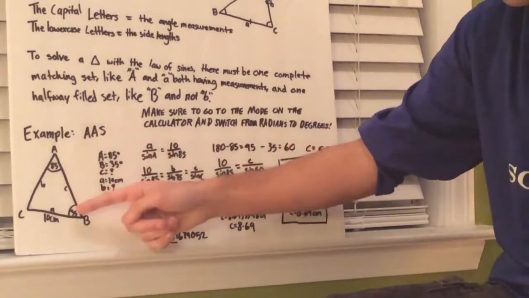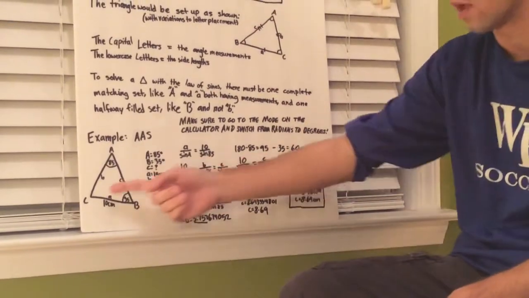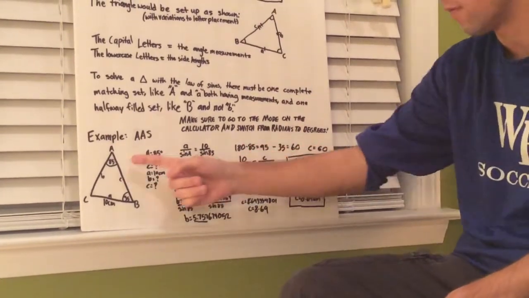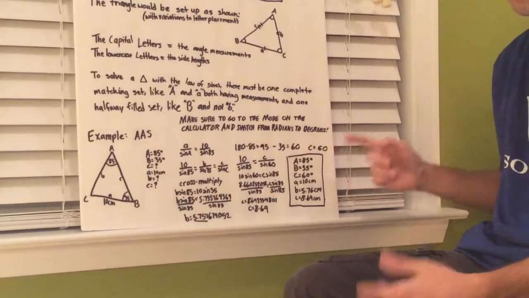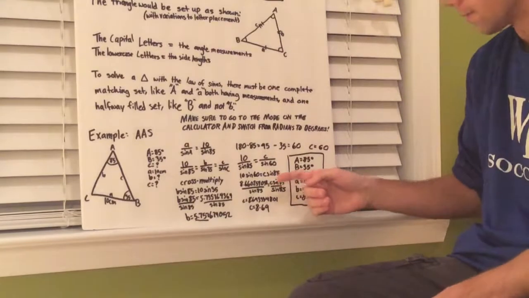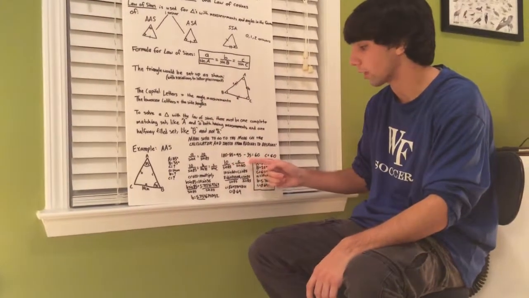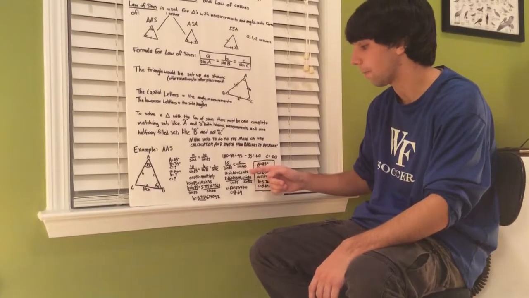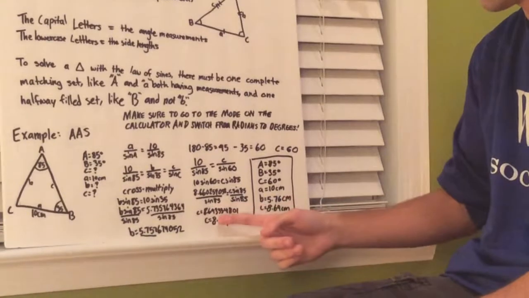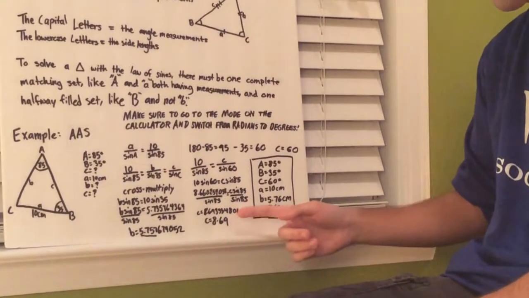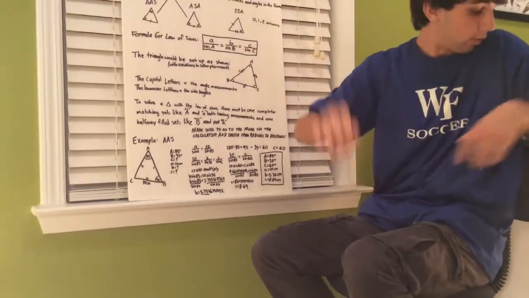Everybody knows that in a triangle, it has to be 180 degrees in all. So we're just going to use that to find C. 180 minus 85 equals 95, then minus 35 equals 60. So therefore, capital C equals 60. Plug that back into the formula. 10 over sine 85 equals lowercase c over sine 60. Cross multiply again, divide again, and lowercase c is going to end up being 8.69. And there you go. You have all your answers, and you've solved an angle, angle, side triangle.